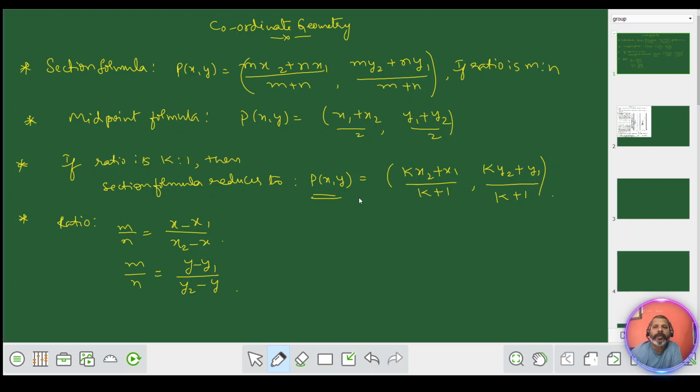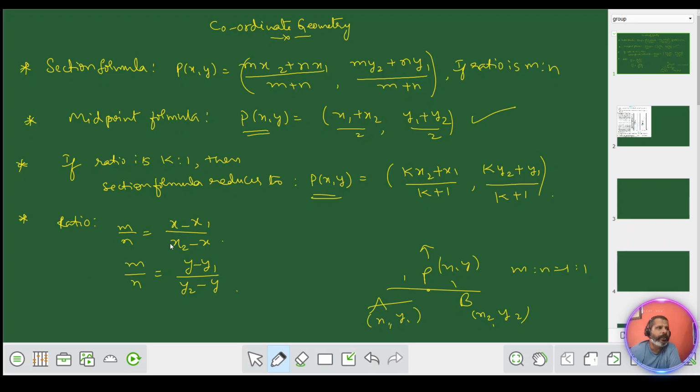What if the ratio m is to n is 1 is to 1? It means P of (x, y) is the midpoint of A and B. There is a line AB and P is its midpoint, with A (x1, y1) and B (x2, y2). Then the coordinates of P reduce to this because the ratio is 1 and 1. Wherever m is there, put 1, wherever n is there, put 1, and it reduces to the midpoint formula: (x1 plus x2) by 2, (y1 plus y2) by 2.